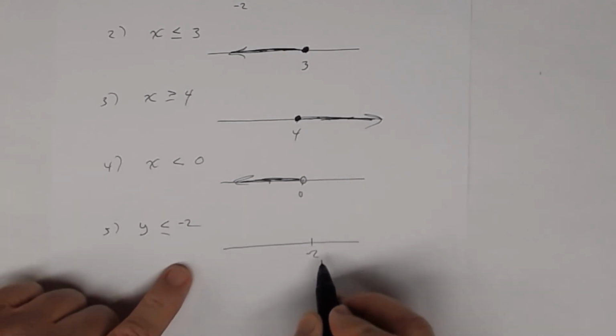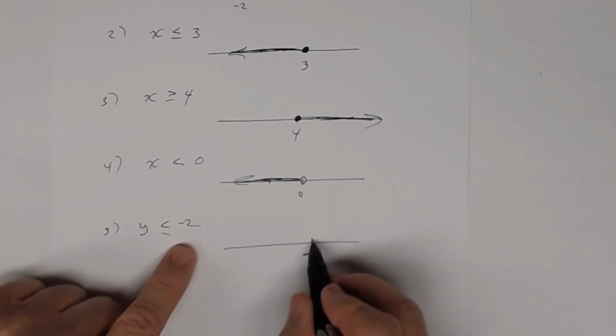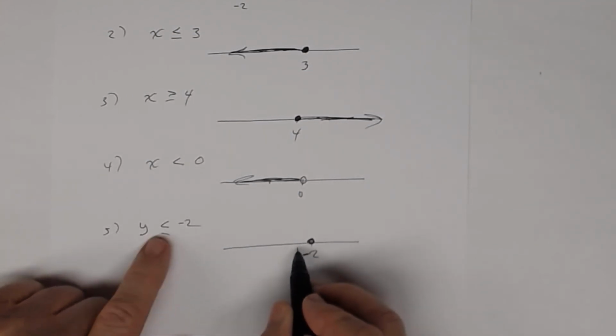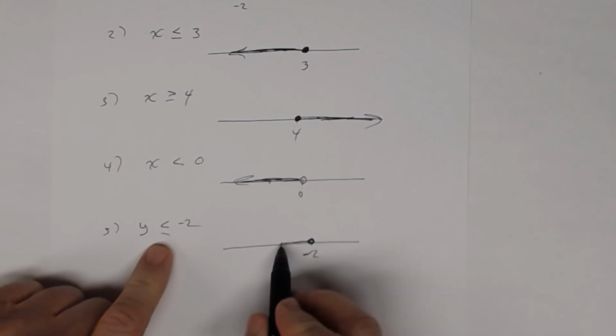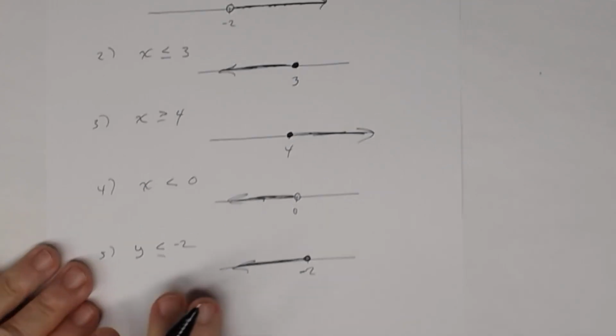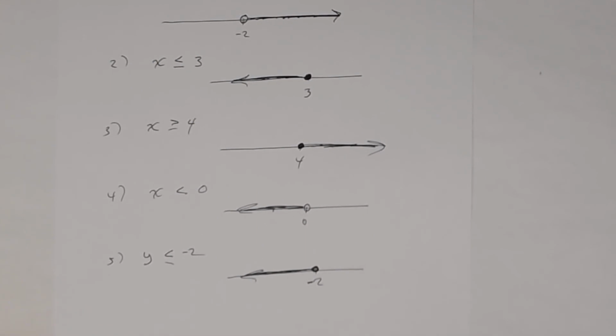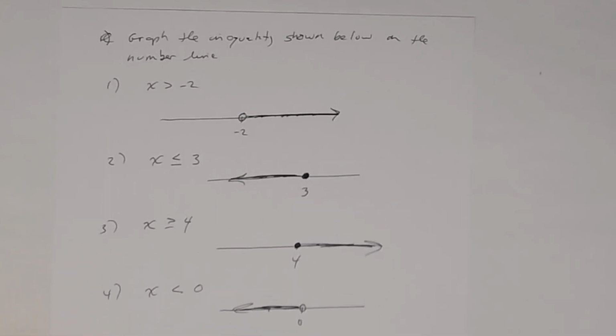So here's -2 right here. Notice there's an equal sign, so that means -2 is included. So you can use a closed circle. And you're going to shade in every real number that's to the left, because any number that's shaded is going to be less than or equal to -2. So it doesn't always have to be the variable x. You could see different variables, just like number 5. All right, so that is the end of this lesson.